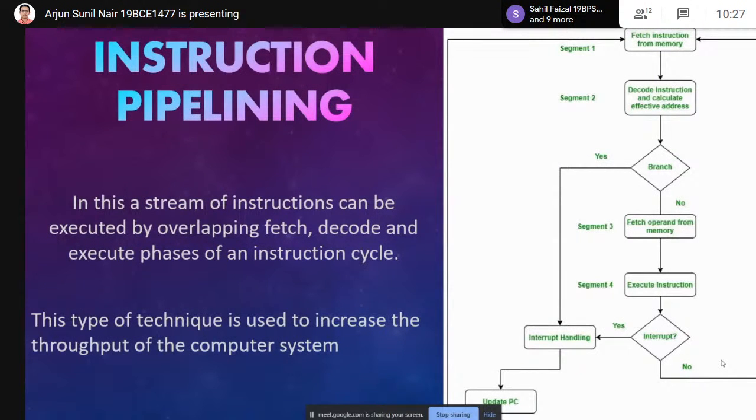So moving on to instruction pipeline. In this, instructions can be executed by overlapping the fetch, decode and execute phases of an instruction cycle. This technique is used to increase the throughput of the computer system. Next slide.